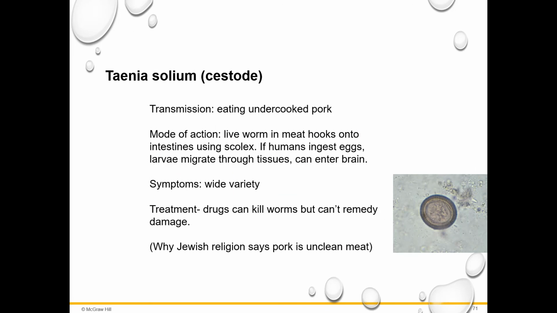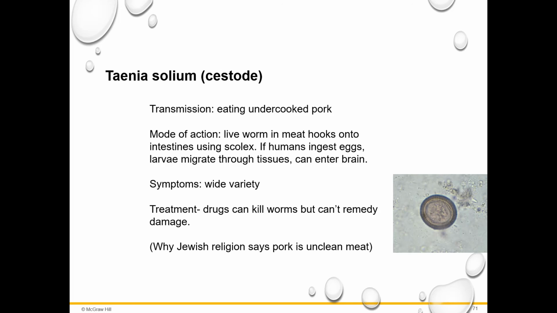Taenia solium is a cestode, so it's a tapeworm, and this is the pork tapeworm. Transmission is eating undercooked pork. The live worm in the meat hooks into the intestines using its scolex, which is a mouth part. If the human ingests the eggs, though, the larvae will migrate through the tissues and can enter into the brain. So if you eat the worm, it's not as bad as if you eat the eggs.